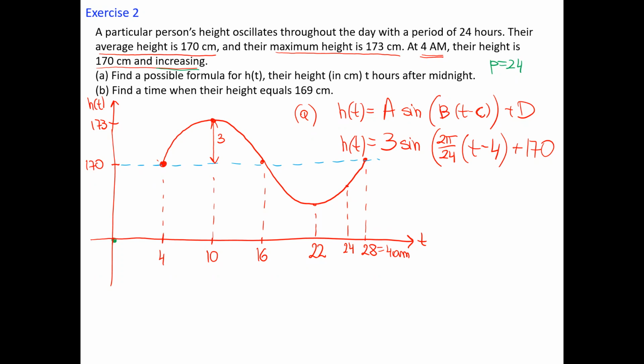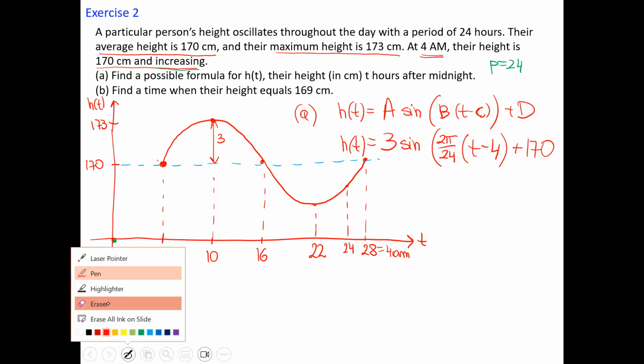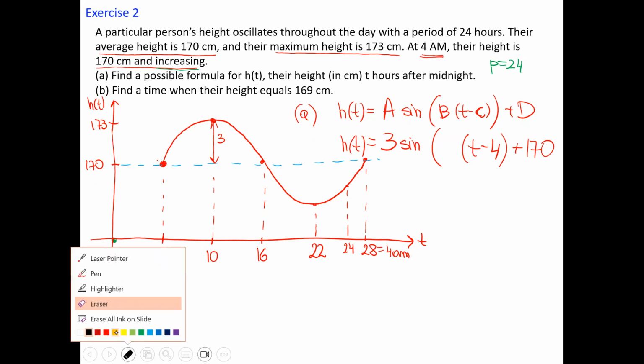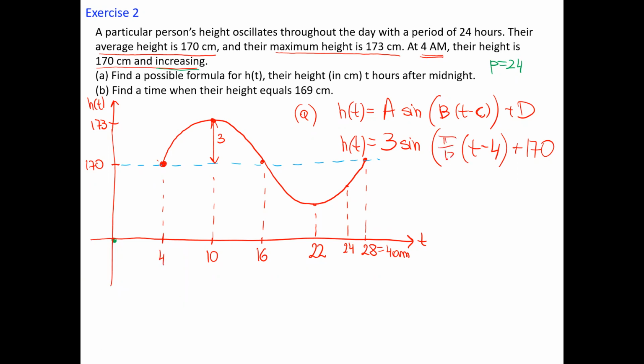Okay, we have the model. Definitely we have the model. Actually, let me put pi over 12. We know how to compute B: 2 pi, always 2 pi over the given period. That's the number confirmed.